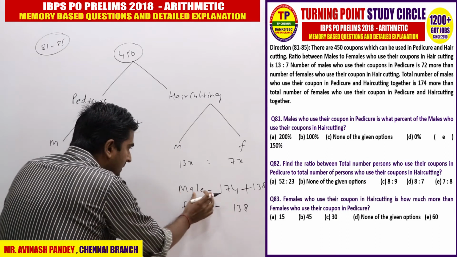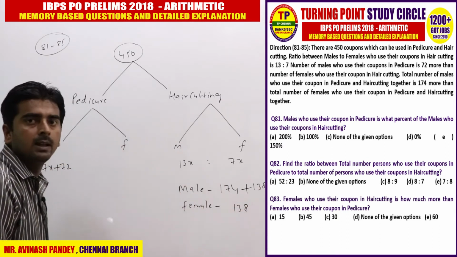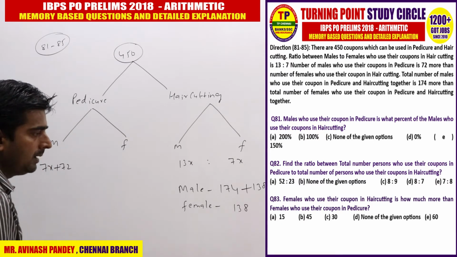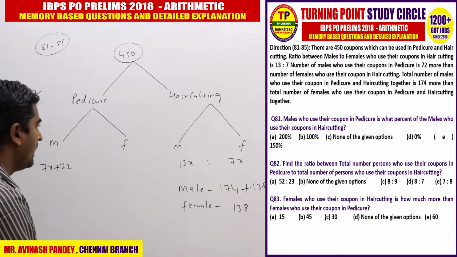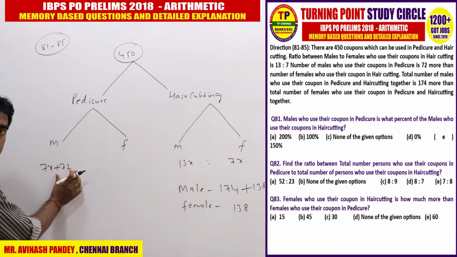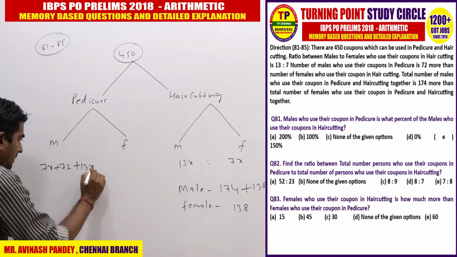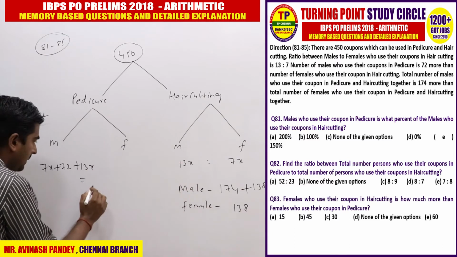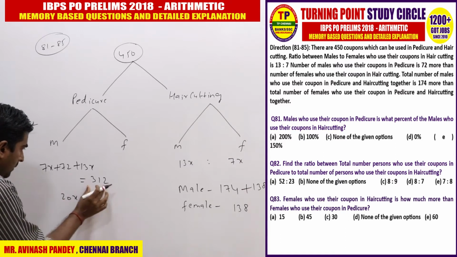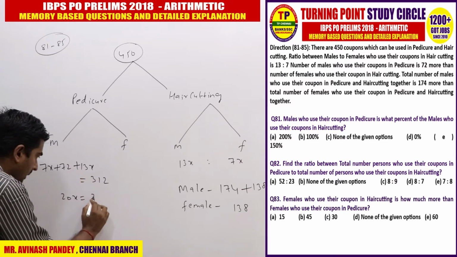So totally how many males are there? 174 plus 138, which is nothing but 312, right? But they have given the condition: the total number of males who use their coupon in pedicure and hair cutting together. So what is males in hair cutting? 13x. So 7x plus 72 plus 13x is equal to how much? 174 plus 138, which is nothing but 312. So 20x is equal to 312 minus 72, which is nothing but how much?